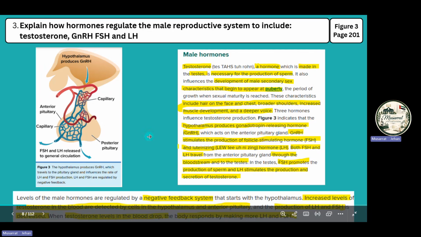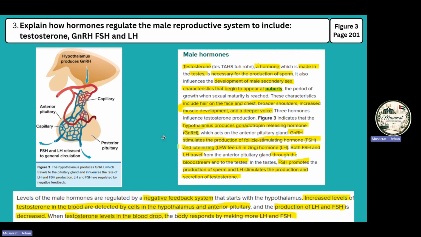Levels of male hormones are regulated by a negative feedback system. It starts in the hypothalamus. If there is an increased level of testosterone in the blood, it is detected by the cells in the hypothalamus and anterior pituitary gland, and the production of LH and FSH is decreased. If the level of testosterone drops, then the body responds by making more LH and FSH.